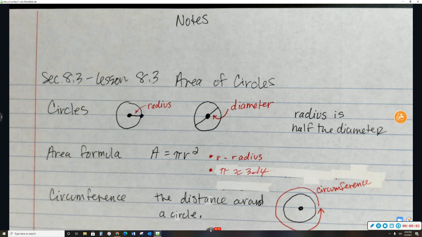Hey everyone, so today we have some notes. The notes are on area of circles. This is section A3 in the book. I know we don't have a book, we don't actually need one, but let's move on.